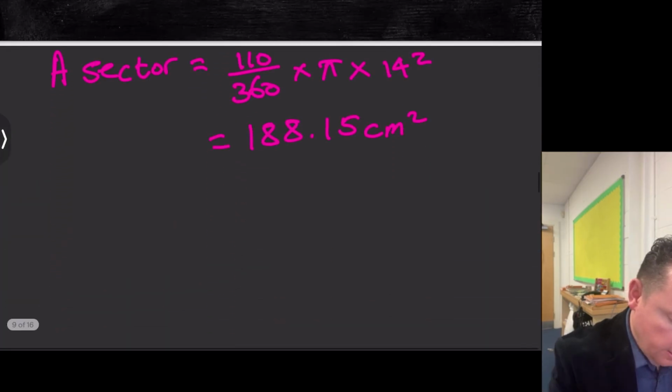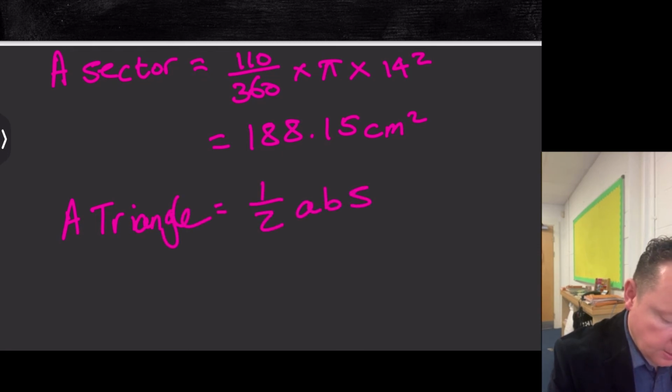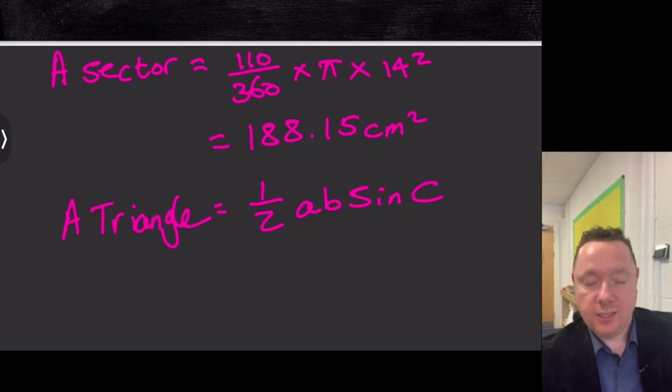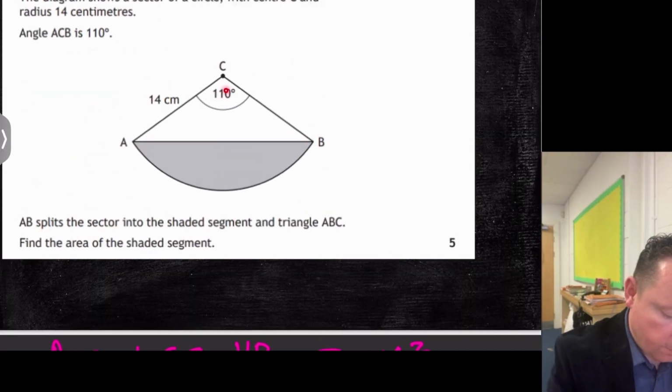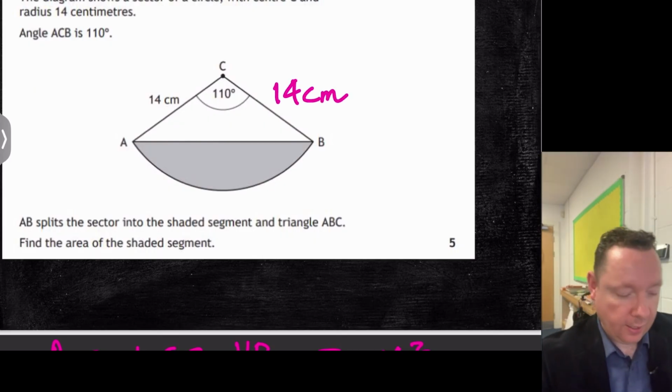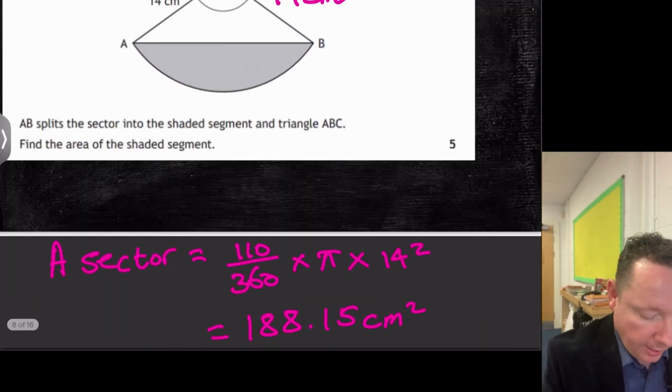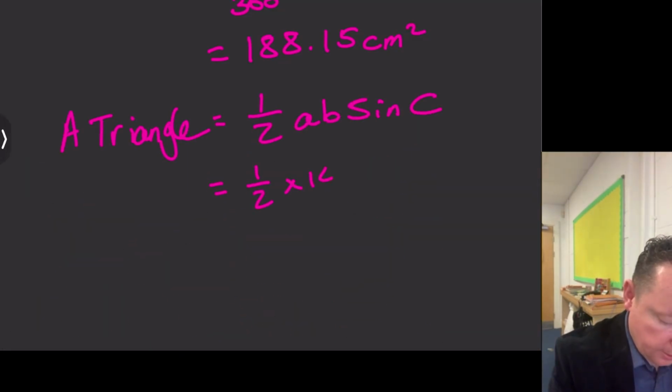So I'm just going to write area of the triangle part. Well, remember that is formulated as a half AB sine C. You're given that at the start of the exam paper. So we know that this is 110 and it says sides either side of the angle. Well, I've got 14, but that's going to be the same because it's the radius. So I can label that as 14. So it's just a half times 14 times 14 times the sine of 110.